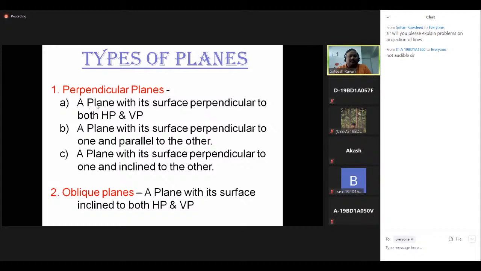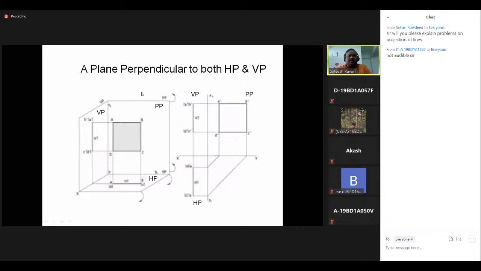Now, let us go with the first one, a plane with its surface perpendicular to both HP and VP. So now the question is like this. In fact, the statement was not given here. A square ABCD of say 40 mm side is perpendicular to both HP and VP. So when the plane is perpendicular to both HP and VP, plane shape is not going to be seen on HP and VP. For that reason we have taken the help of profile plane here.